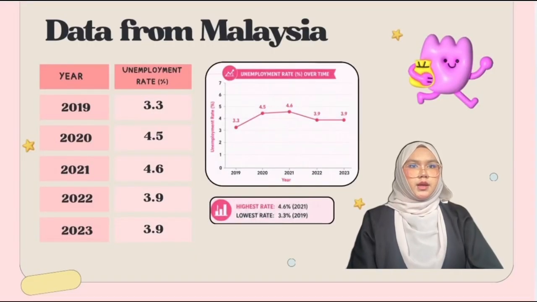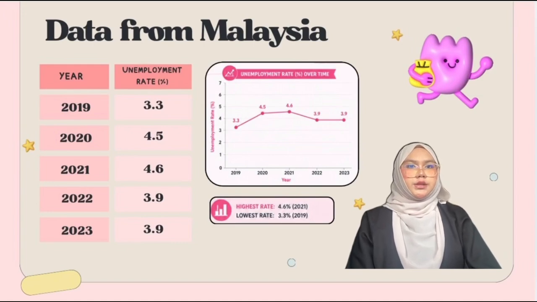For my part, I will present the findings and data analysis on the unemployment rates in Malaysia and Bangladesh from 2019 to 2023. First, let's take a look at Malaysia. Based on the table and graph, the unemployment rate was 3.3% in 2019. It then increased significantly to 4.5% in 2020 and reached its highest point at 4.6% in 2021. After that, the unemployment rate decreased to 3.9% in 2022 and remained at 3.9% in 2023. From the graph, we can clearly see that the unemployment increased during the COVID-19 period before gradually becoming more stable.